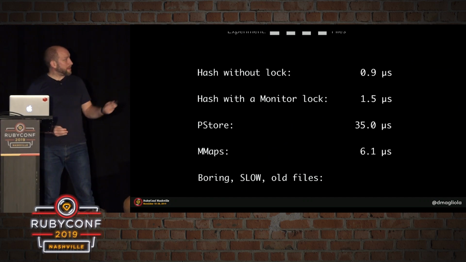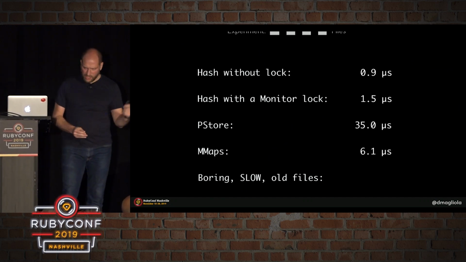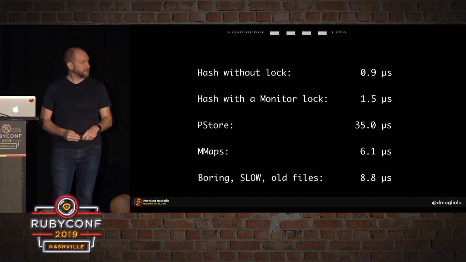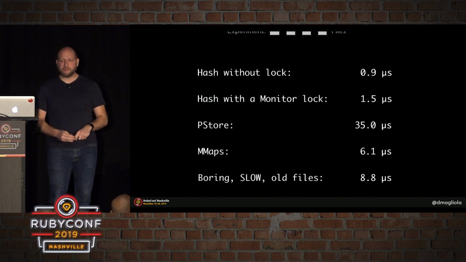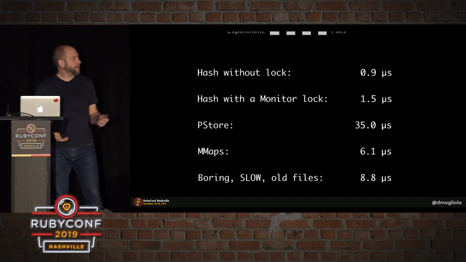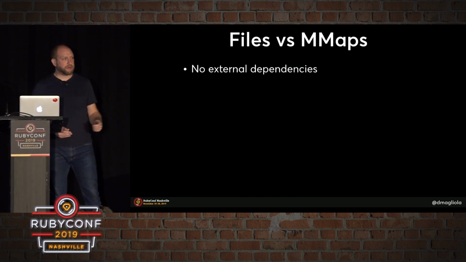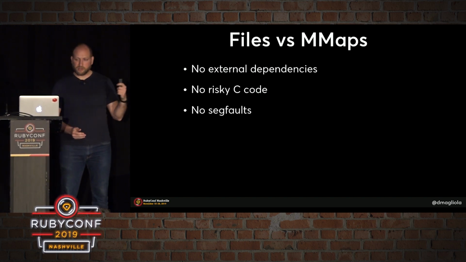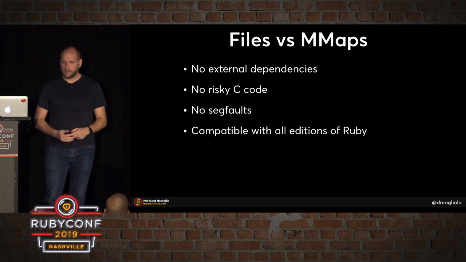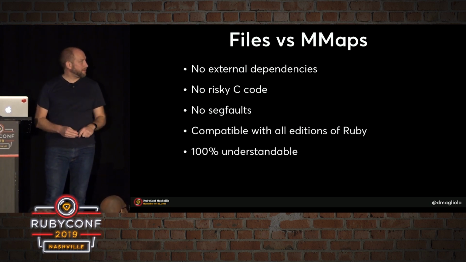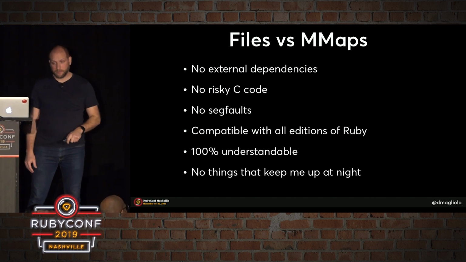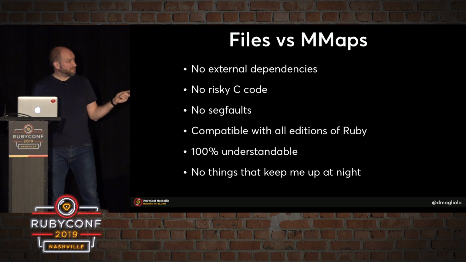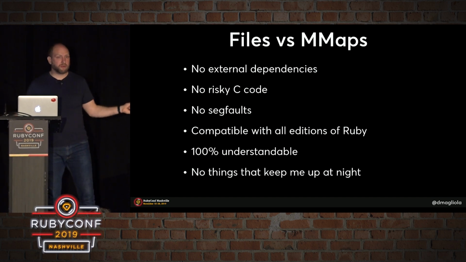Well, if you remember, the mmaps were about 6 microseconds. Files on actual hard drives? 9? I mean, considering how slow I expected this to be, this completely blew my mind. If you compare this to memory maps, we have no external dependencies, no risky C code, definitely no segfaults. It's compatible with all editions of Ruby like JRuby. It's 100% understandable by any Ruby developer. And most importantly, there's nothing in that code that keeps me up at night. All of this for just 3 extra microseconds? This was a complete no-brainer.